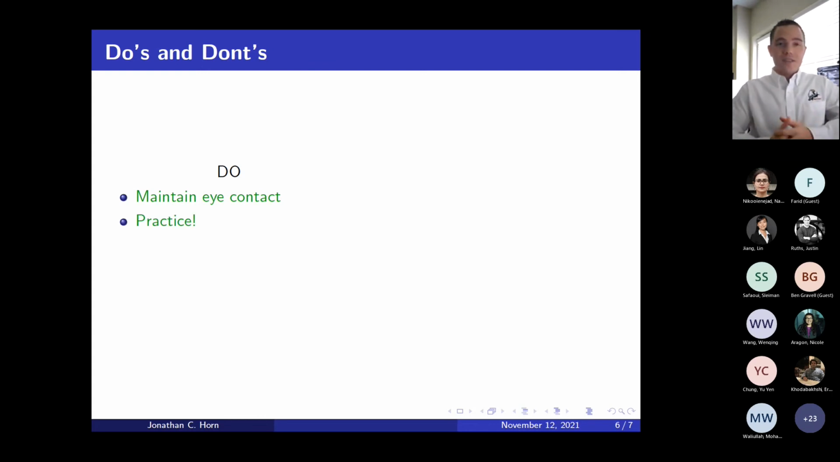The second do is practice, which I just talked about. I can't stress this enough. Practice with your colleagues, practice with your advisor, practice with your mom and dad if you want to. A wide range of audience will always help because you never know who's going to give you different viewpoints and questions for those viewpoints.